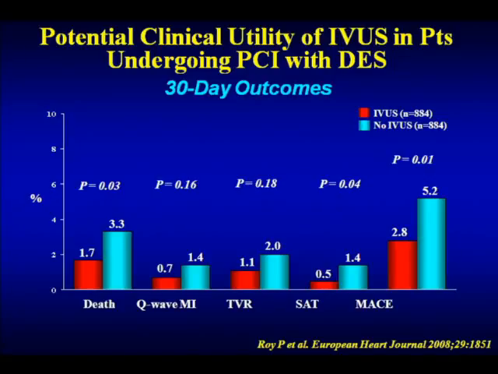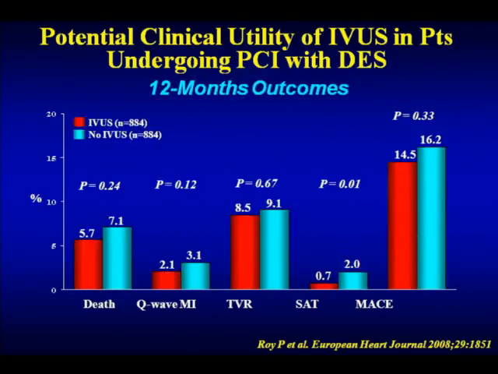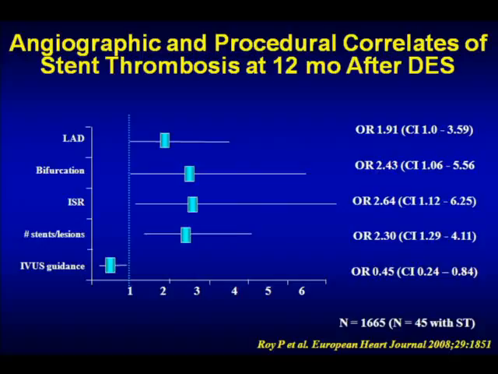from Washington Hospital Center, published in European Heart Journal, they compared IVUS versus no IVUS. Again, this is a registry in DES patients, because there is no randomized trial in the DES group which has shown that IVUS is better than no IVUS or angiography-driven. But it seems that IVUS in a controlled, case-matched population of 800 plus patients was associated with lower stent thrombosis at 30 days as well as 12 months. Overall MACE was not different, but definitely lower stent thrombosis and IVUS guidance was predictive.